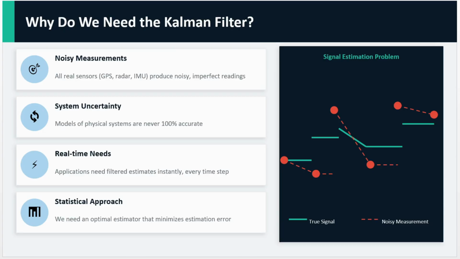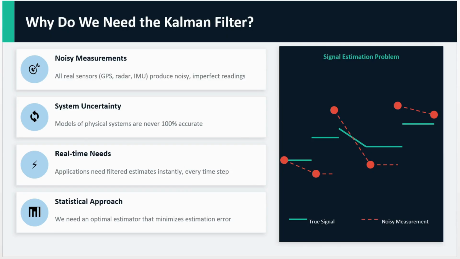It gives us an optimal, recursive, and real-time estimation that minimizes the error in our state estimate. As you can see in the diagram on the right, the dashed red line is what a sensor might report, and the solid line is the true signal. The Kalman filter's job is to get as close to that true line as possible.